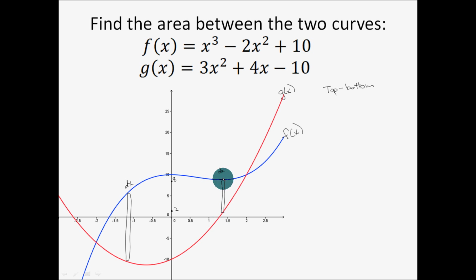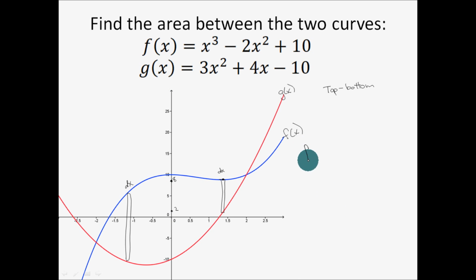Okay, so notice what we're doing is we're subtracting the y-coordinates, right? But we want to do that in the general case. So we're going to subtract the y-coordinates. The y-coordinates are f of x and g of x. Okay, so that's the general case. Okay, so that's why we do top minus bottom. We're doing the top y-coordinate minus the bottom y-coordinate.